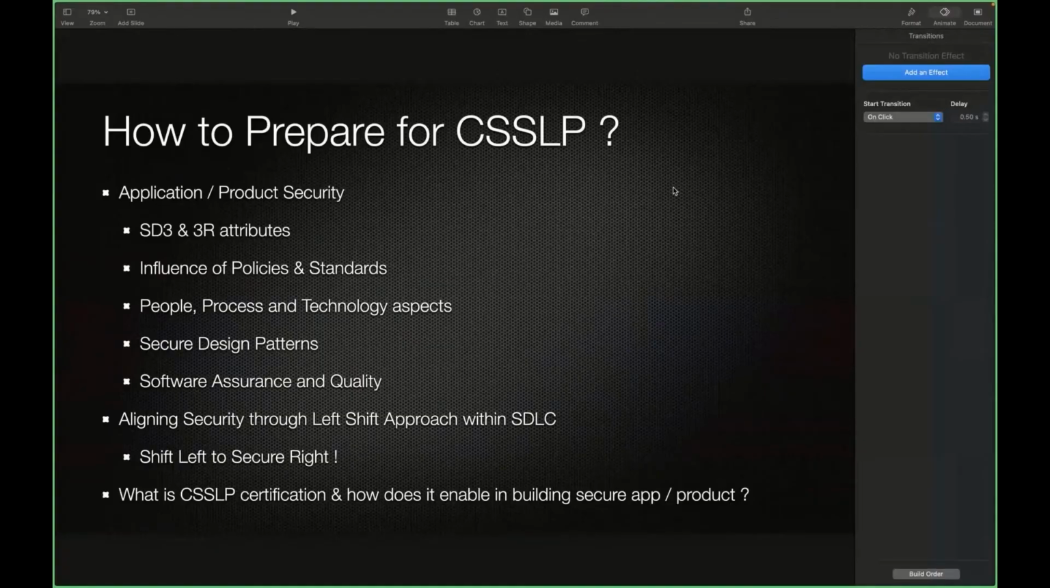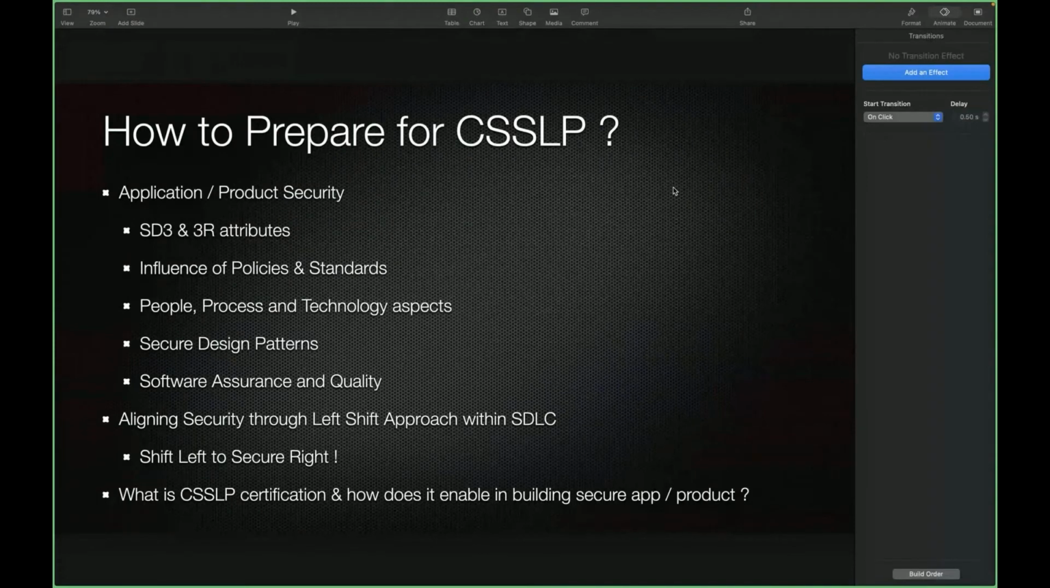So, talking about the application or product security, there are actually five key drivers which define and enable the robust security level of an application or a product from any information system solution standpoint.